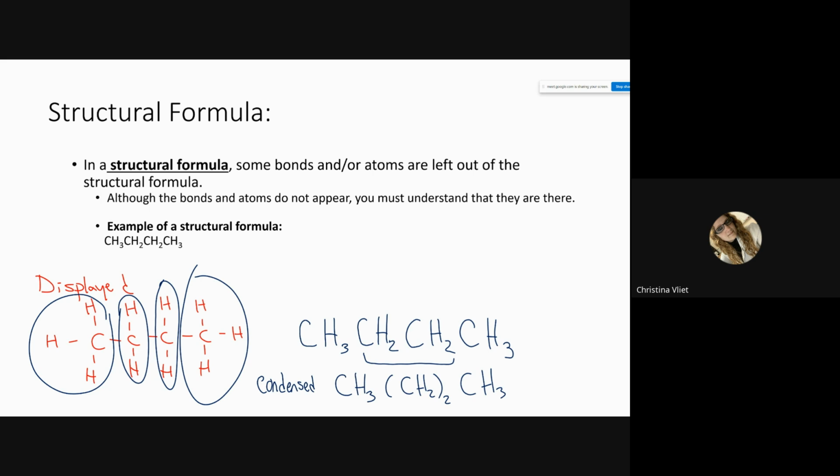Both of these are accepted by Cambridge. Both versions accepted by Cambridge. And both versions are used by Cambridge in different questions, so you should be good. I'll give you a little bit of time and then we'll continue.